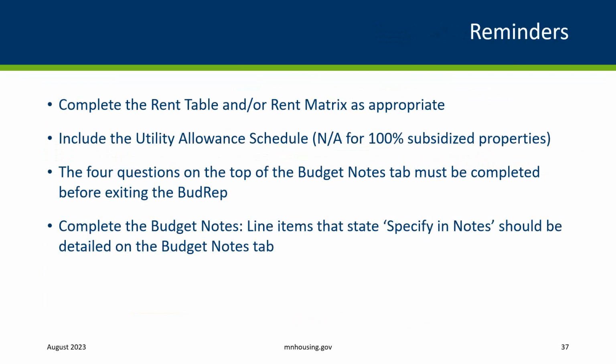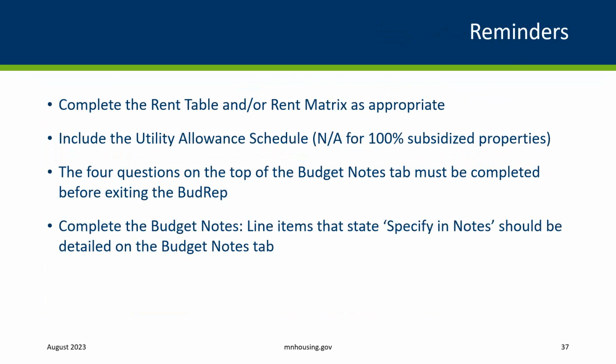Here are some reminders. For developments that are 100% subsidized or a 2-tiered rent increase is requested, remember to complete the rent table and indicate what funding source applies to which unit. For developments that use a manual gross potential rent, complete the rent matrix. Remember to indicate on the rent table what funding programs apply to which unit.